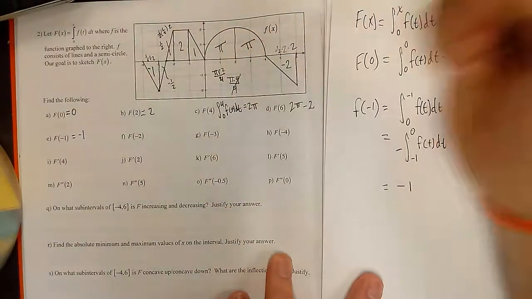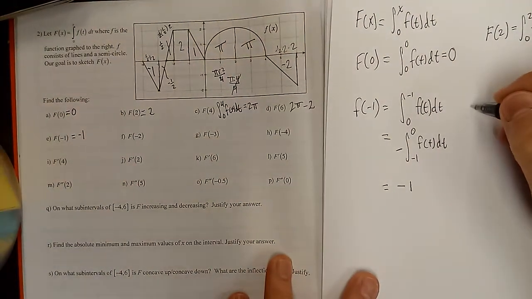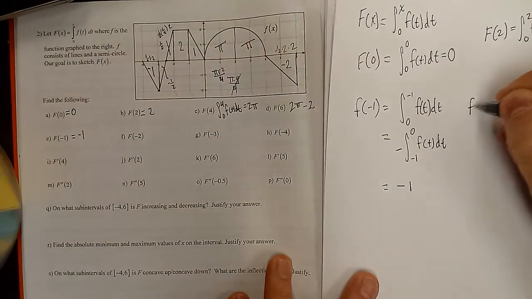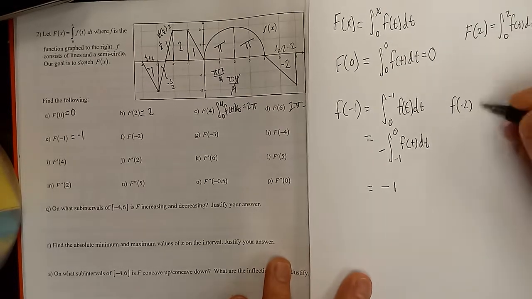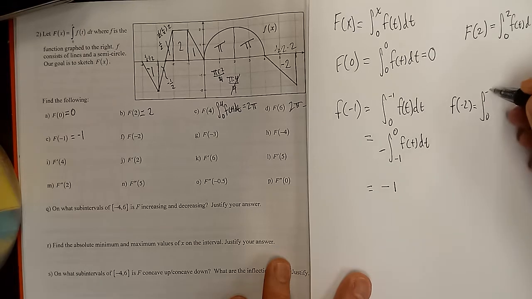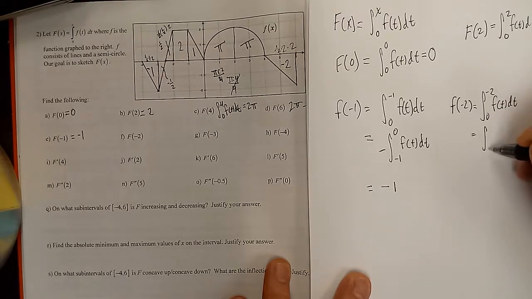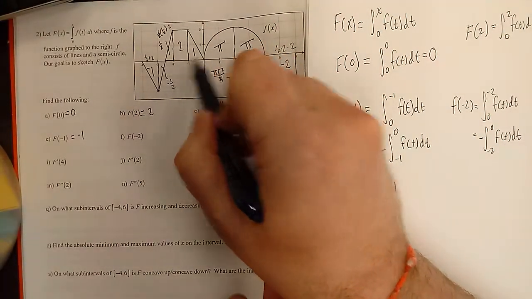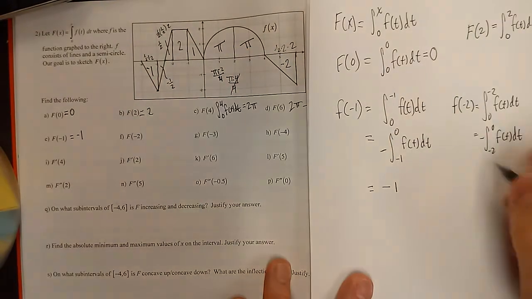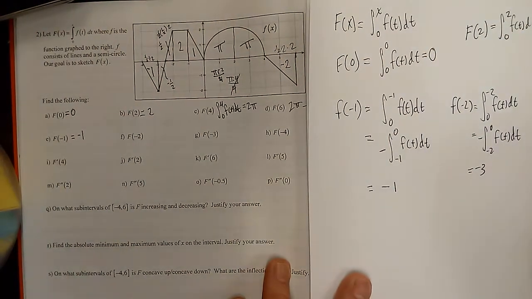All right, let's see. f of -2, same idea. Let's see, I have a little bit of room here. So f of -2. Since that's going to be from 0 to -2, f of t dt, same idea. It's going to have to flip-flop, go from -2 to 0, pull a negative out front, f of t dt. So, well, the area from -2 to 0 looks like that 2 plus 1 is going to be 3. So it's going to be -3.